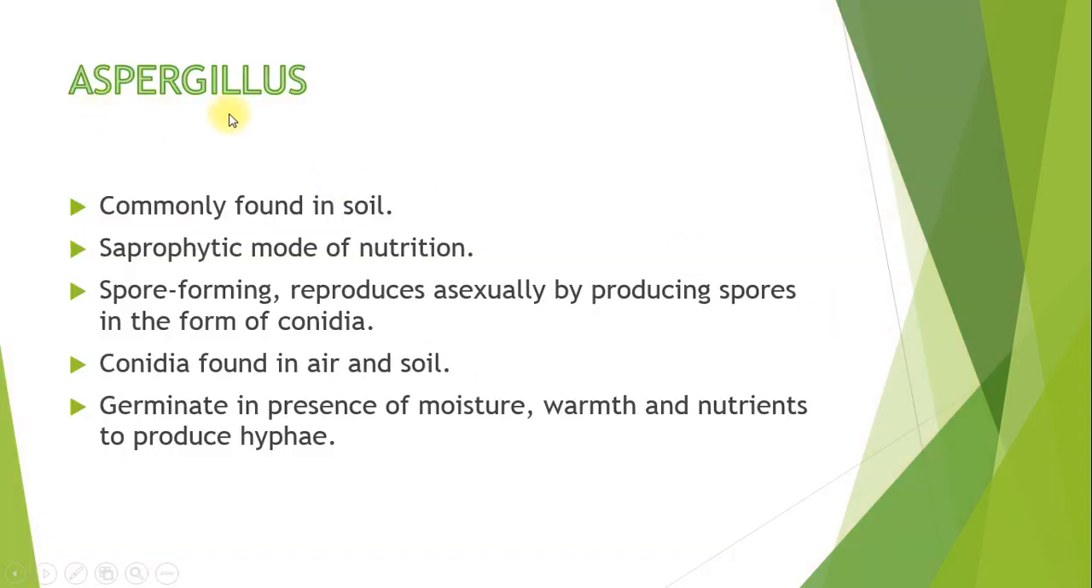The fungus Aspergillus is commonly found in soil. It shows saprophytic mode of nutrition. That means it obtains its nutrition from the dead and decaying matter. It is a spore-forming fungus, reproduces asexually by producing the spores, which are also called conidia. These spores are usually found in air and soil. The spores germinate in the presence of moisture, warmth and nutrients and produce the vegetative form hyphae.